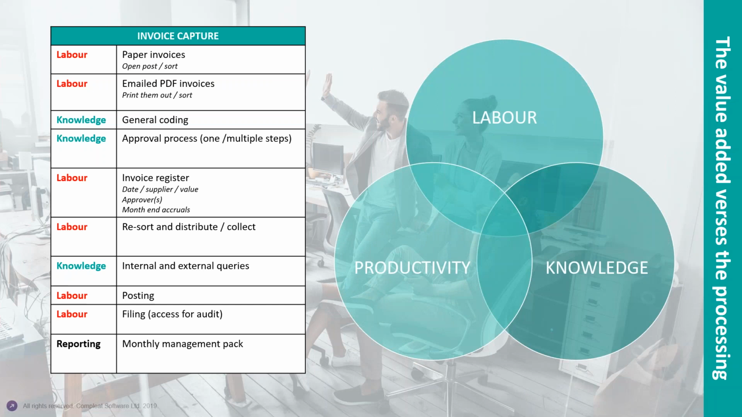When you break down the AP process into components, it falls into 2 activities. The pure labor, which delivers no value and just adds cost to the process, and knowledge, an individual's experience and understanding which is required to make a decision or to take an appropriate action. Automation is about removing the labor content.